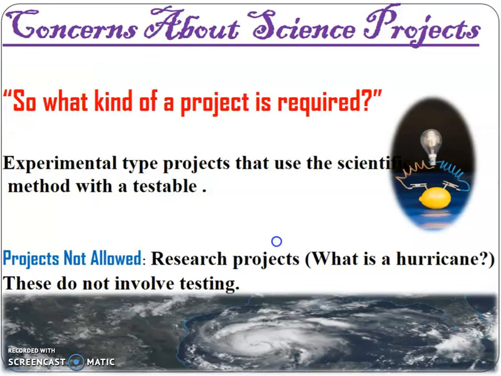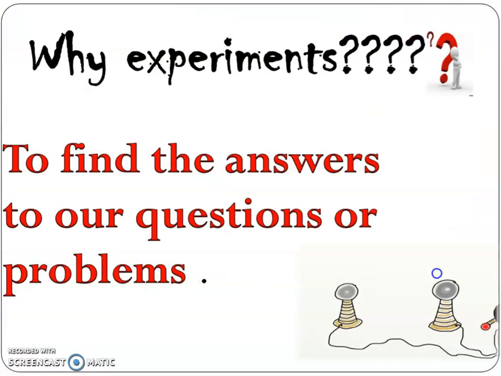Now, what are the concerns associated with science projects? What kind of project is required basically? Experimental type projects that use the scientific method, which is testable. The projects which are not allowed are research projects, like what is a hurricane. These do not involve testing, so it needs to be something testable.